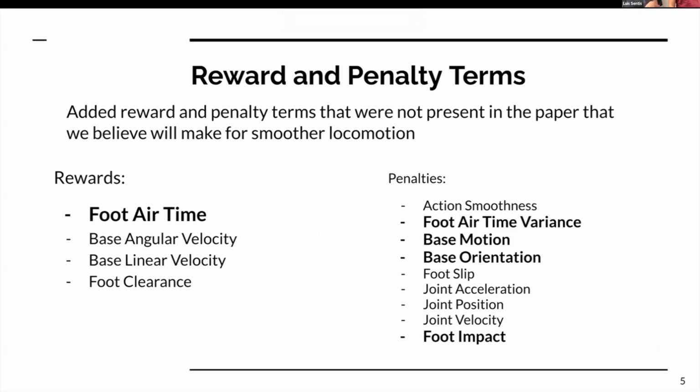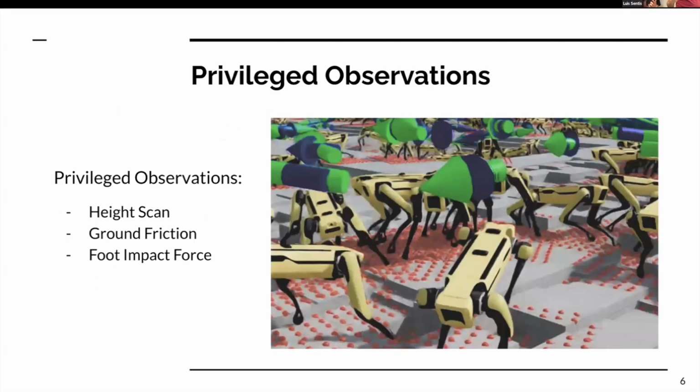Yeah, for our implementation of RMA, we changed a few things from the baseline of the paper. We added a foot airtime variance reward. If you saw the video that was played earlier, the robot actually drags its feet across the ground quite a bit, so we wanted to make sure that wasn't happening. For foot airtime, we wanted it to pick its feet up. For foot airtime variance, we want the steps to be symmetrical. We don't want the base of the robot to have a lot of motion. We just want it to move smoothly, both linearly and in orientation. And then we don't want it to take really hard steps, so we added a foot impact penalty as well.